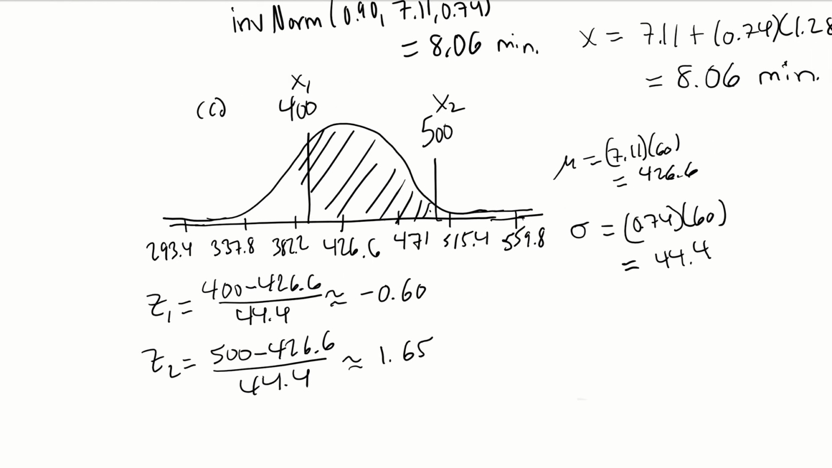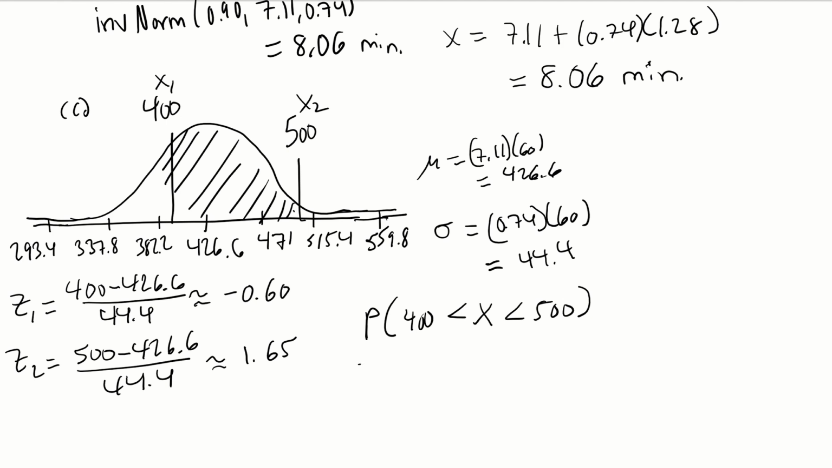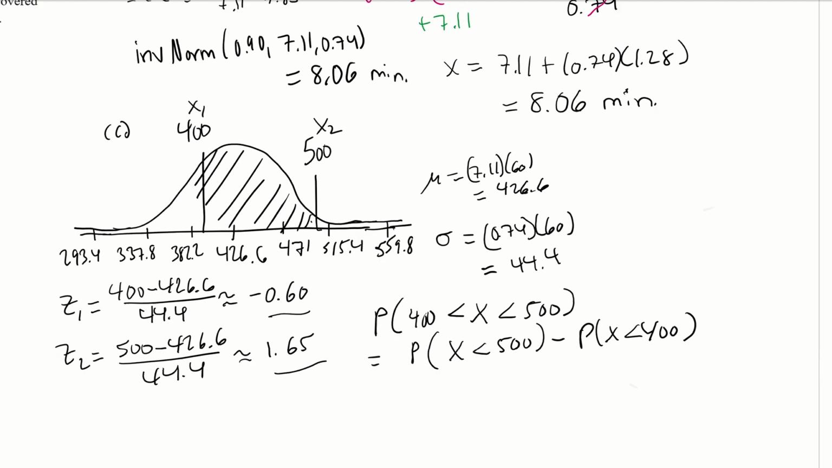All right, so those are my two z-scores, and what we need to do is subtract those areas. The probability that the x value is between 400 and 500 seconds is equal to the probability that x is less than 500 minus the probability that x is less than 400. We have to subtract the two times, basically looking up these two z-scores. So look up both z-scores and then subtract them. That gives us the area in between.